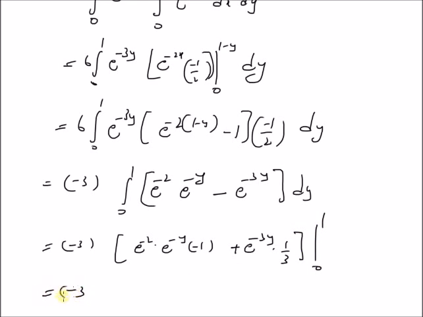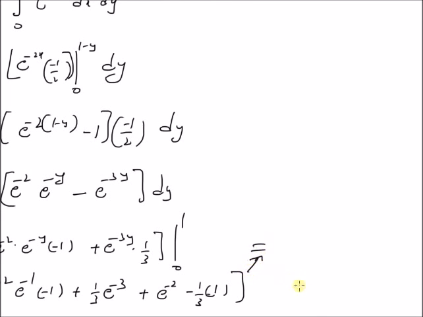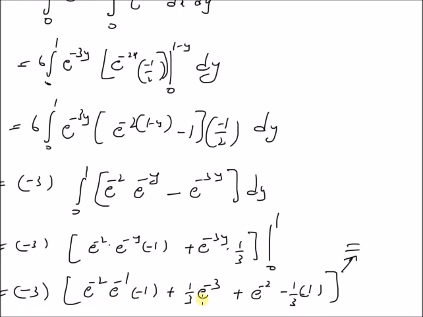This is equal to minus 3 times, at y equal to 1, e^(-2) e^(-1) times minus 1 plus 1 by 3 e^(-3). At y equal to 0, the second limit, we have e^(-2), minus 1 by 3 times 1. This can be simplified: we have e^(-3) here and e^(-3) here, so this is minus 1 plus 1 by 3, which is obviously equal to minus 2 by 3.